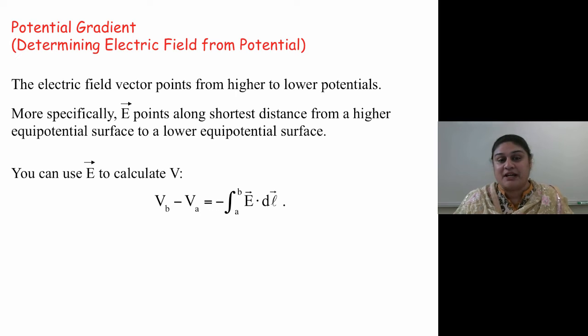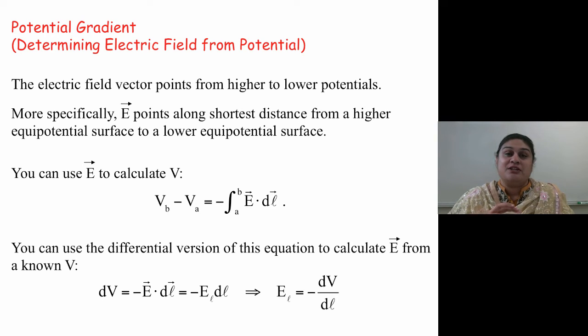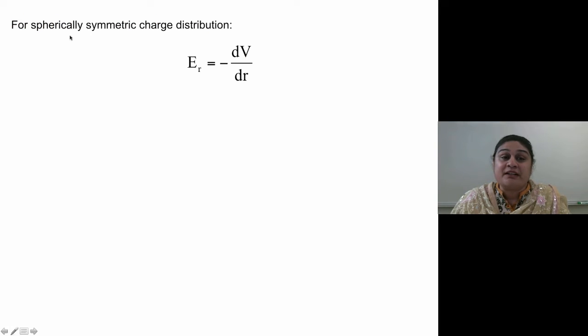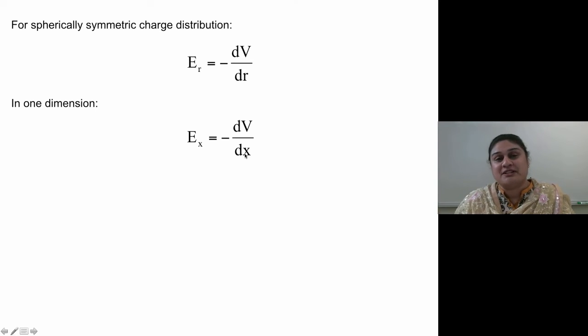You can use E to calculate V, which is VB minus VA equals the integral from A to B of E dot dl. You can similarly use the differential version of this equation to calculate E if V is given. In that case, dV will be E dot dl, or E dl if E is constant, or E will be equal to dV over dl. For spherically symmetric charge distributions, E will be given by dV over dr. In one dimension, it'll just be Ex equals dV over dx, provided that our dimension is along the x-axis.